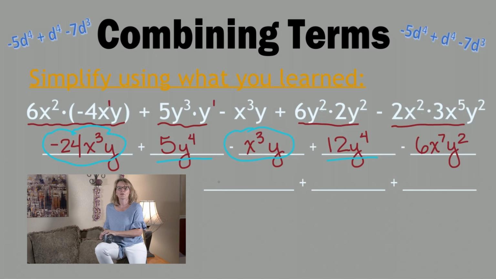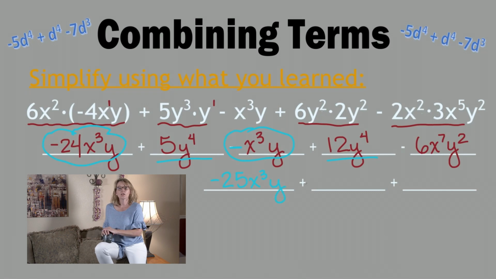We'll start with the first term, negative 24x cubed y, and the third term, negative x cubed y. Now, to combine these, we take their coefficients and combine them. And we leave the letters the same because we are adding, not multiplying. Negative 24 minus the invisible 1 in front of the other term equals negative 25 x cubed y.